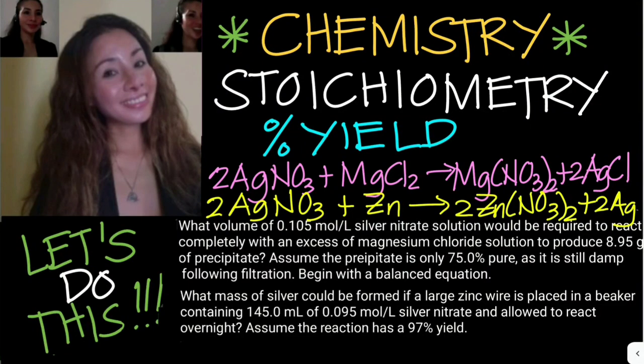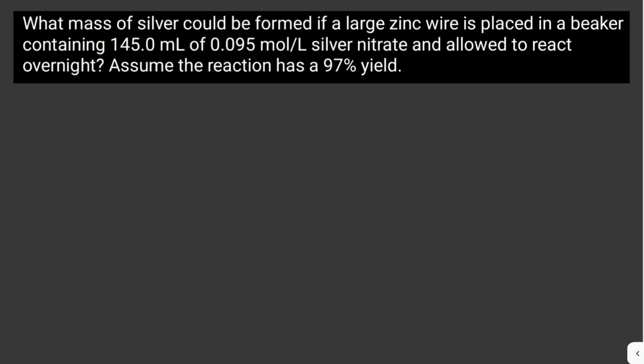In this video, you will learn how to solve different problems in stoichiometry. What mass of silver could be formed if a large zinc wire is placed in a beaker containing 145 milliliters of 0.095 mol per liter silver nitrate and allowed to react overnight? Assume the reaction has a 97% yield.